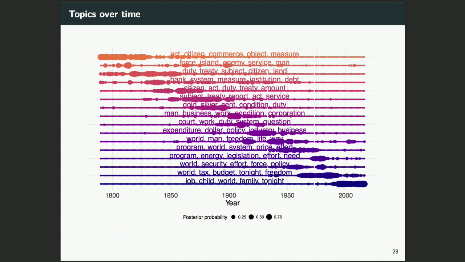So then what we can do is plot it over time and see how dominant that theme or that topic is over time. So we can start to see some shifts as well. So art, citizen, commerce, more in earlier years. We can see child, world, family, job toward the 2000s. This corresponds pretty well with the sort of debates about social policy in the U.S. that really come into the fold in the 1980s and 1990s, the culture wars as they're called.